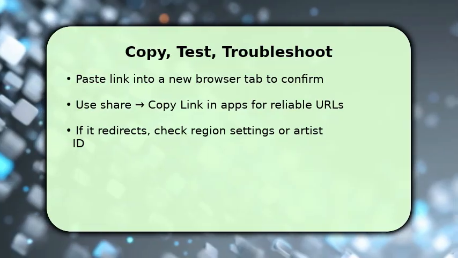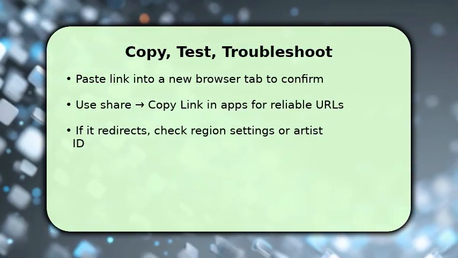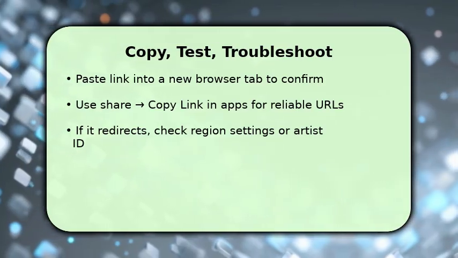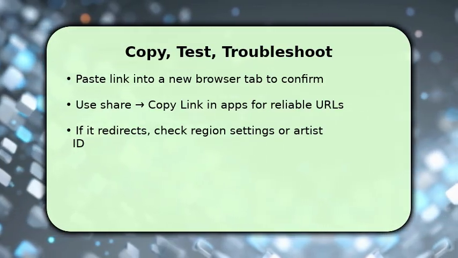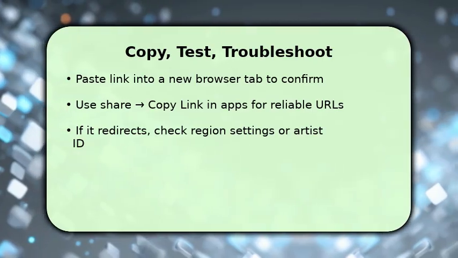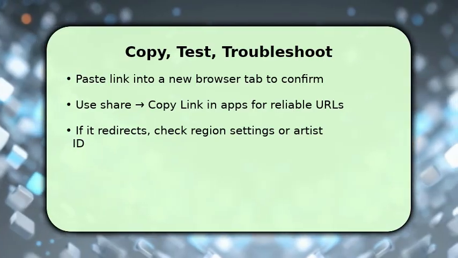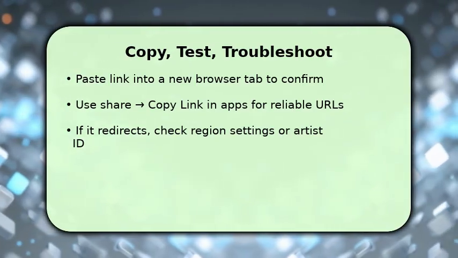If you use the browser, ensure the URL contains the artist slug or Apple Music ID. If the link redirects incorrectly, change your region settings or search by the artist's Apple Music ID to find the permanent URL. Troubleshooting tip: clear cache or test in a private window to avoid cached redirects.